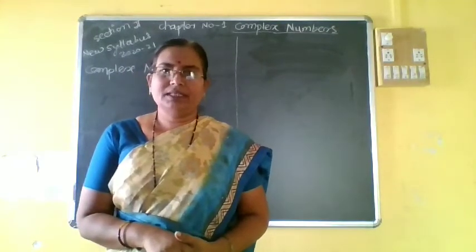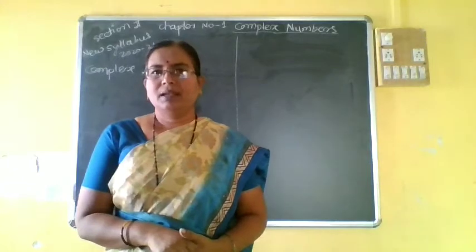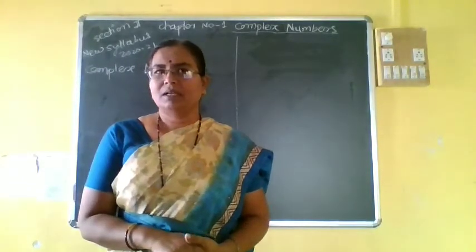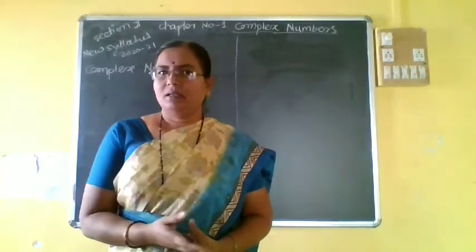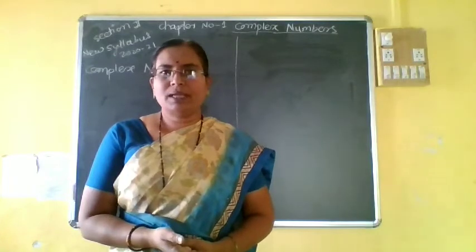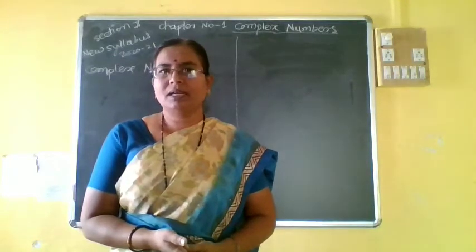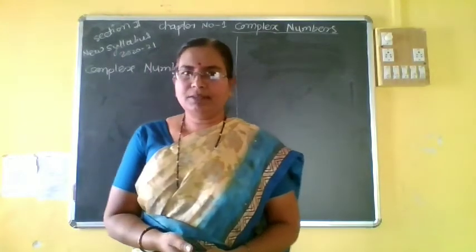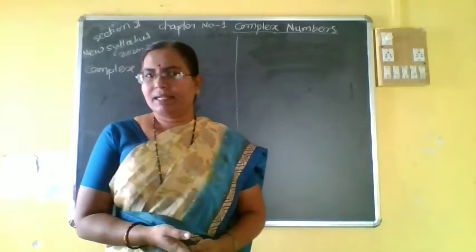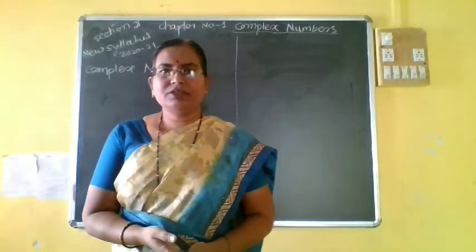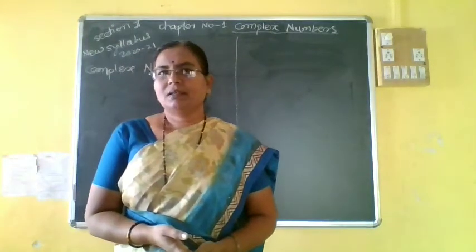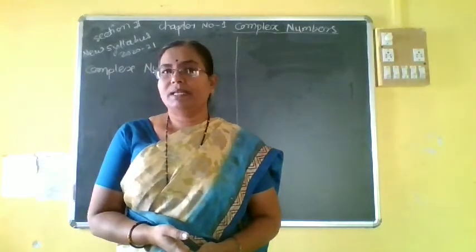What is meant by algebra of complex numbers? It means we perform the fundamental operations on these complex numbers. How to perform them? By adding, subtracting, multiplying and dividing complex numbers. This is the algebra of complex numbers. We have already studied it in the last lecture. In this lecture, I am going to start with examples of the algebra of complex numbers.